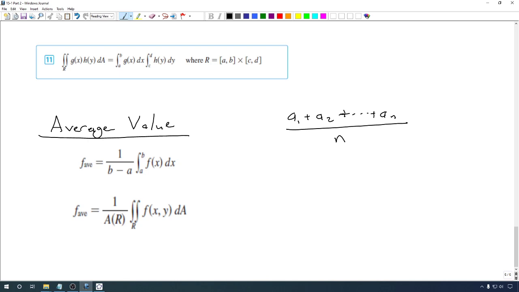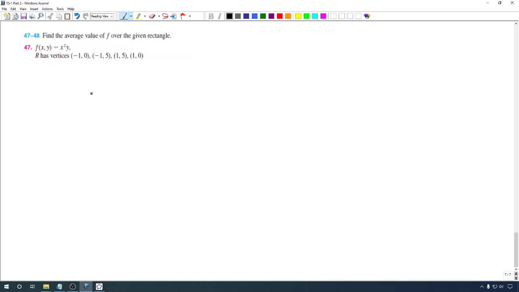But let's go ahead and work out an example. So we have a function here, x squared times y. We have a rectangle. It just gives the vertices this time. It might help to kind of think about what those vertices are. So this point down here, this would be our -1 for our x and 0 for our y. Then we have the point -1, 5, so that would be this point over here. We have -1 and 5 for our y.